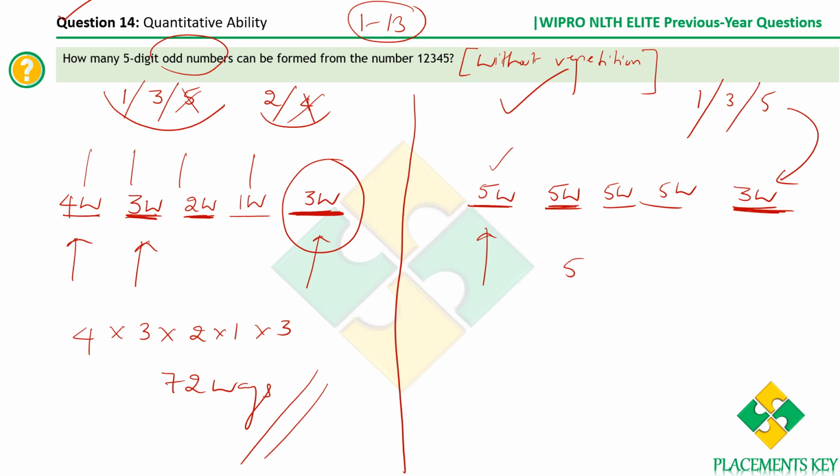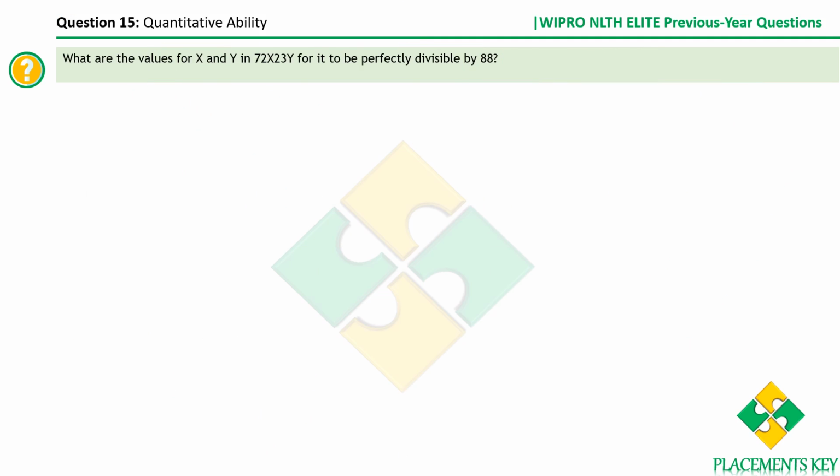Therefore, the answer would be 5 into 5 into 5 into 5 into 3, which is 5 power 4, that is 625 into 3, that is 1875 ways. Therefore, if repetition is allowed, the answer is 1875. If repetition is not allowed, the answer is 72 ways. Is this question clear? Let's move on to the next one.